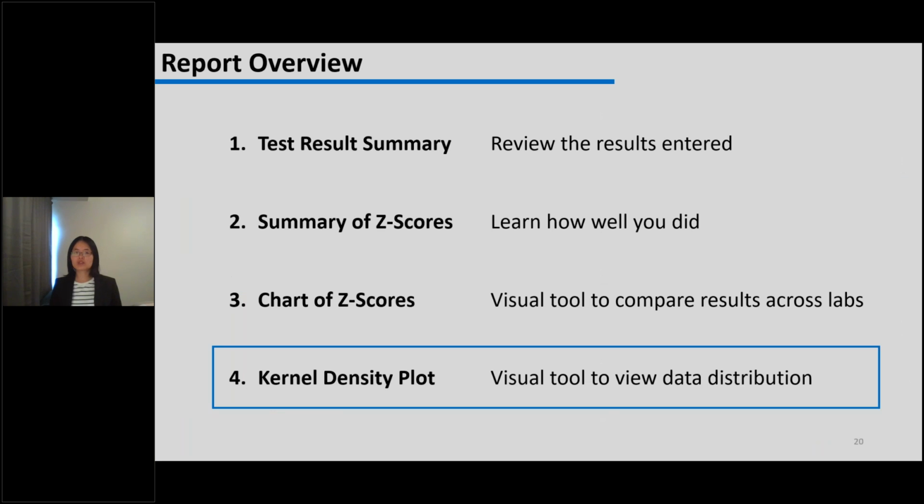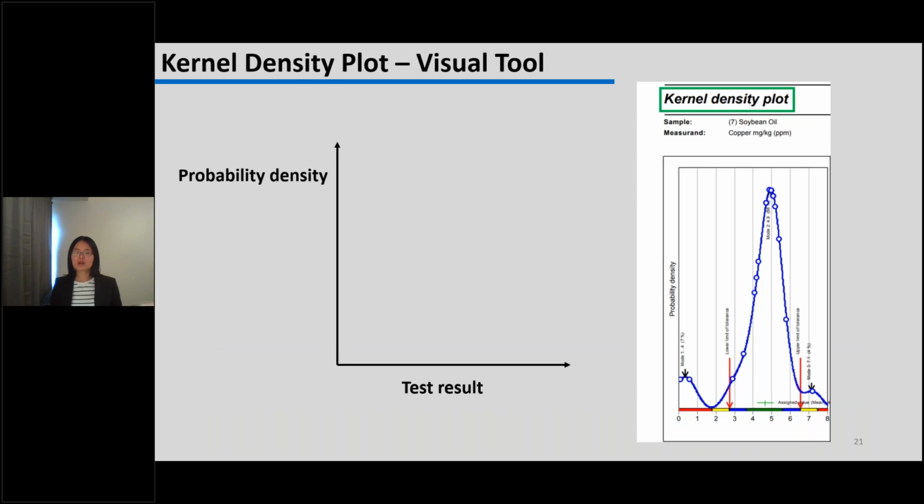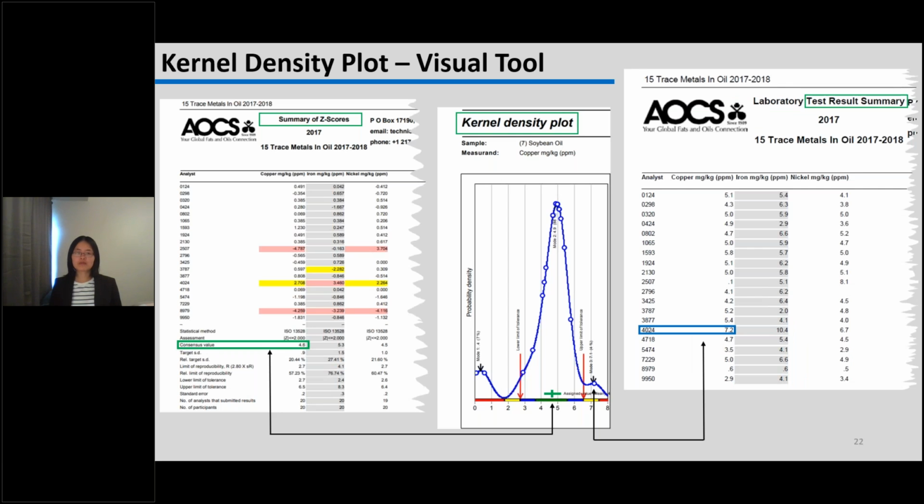The fourth part of the report is the kernel density plot. The kernel density plot is describing the distribution of the data set. In the plot, the x-axis is the test result. The y-axis is the probability density. At the peak of the plot is where the values are concentrated. The kernel density plot provides a visual summary of the submitted results, and it includes information from the first and the second part of the report.